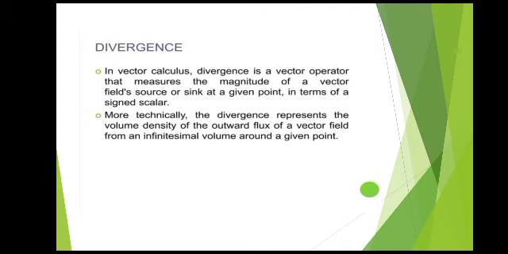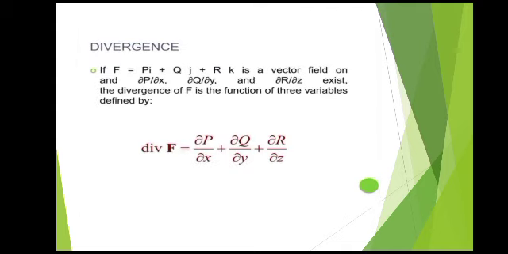Now, the divergence: if F is equal to P i plus Q j plus R k is a vector field, and del P upon del x, del Q upon del y and del R upon del z exist, the divergence of F is the function of three variables defined by divergence F is equal to del P upon del x plus del Q upon del y plus del R upon del z.